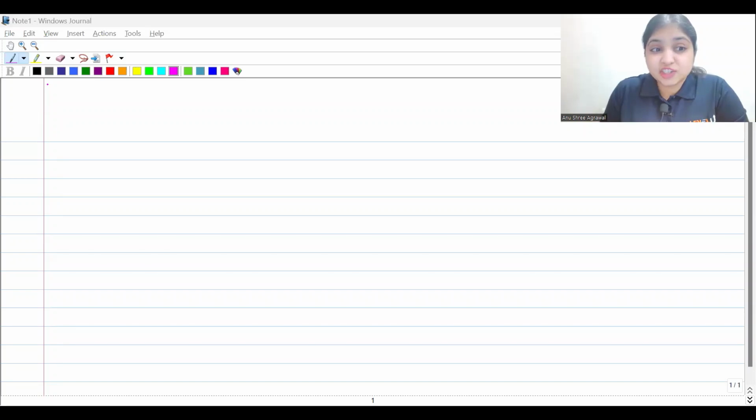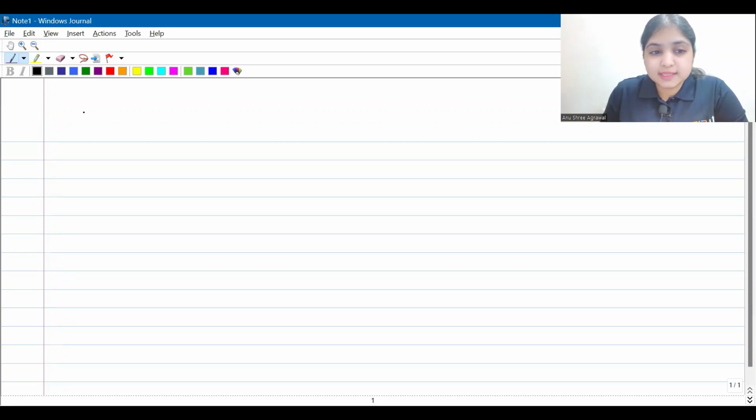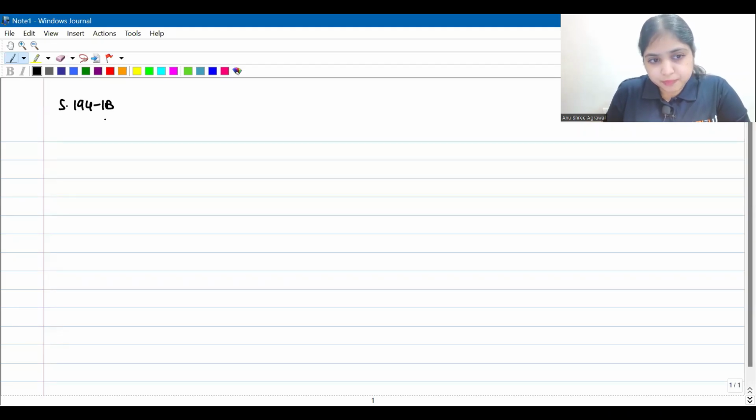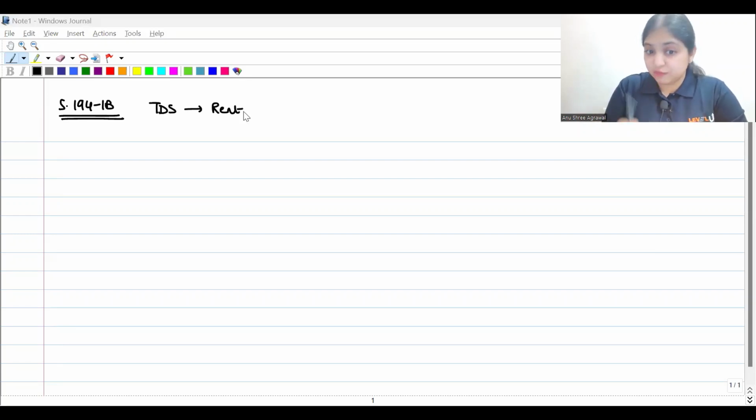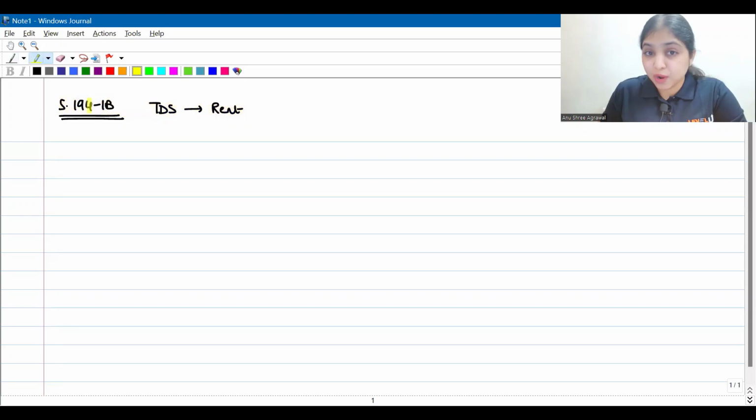The very first section I'm going to be discussing with you now is Section 194IB. Section 194IB talks about TDS with respect to rent. Yes, with respect to rent, we have already learned Section 194I. But if Section 194I does not apply, then we check 194IB. So first we give preference to Section 194I. Only if 194I is not applicable, only then we come to Section 194IB.